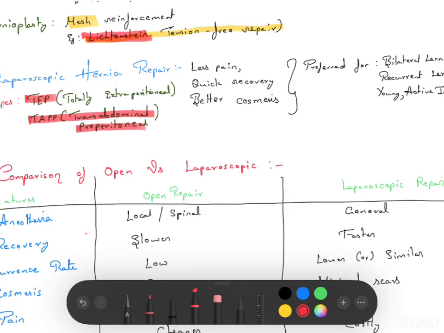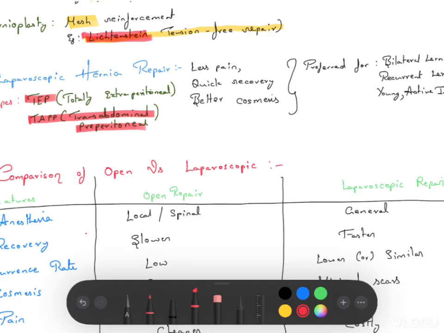Next, incisional hernia repair. It is common after laparotomy. The risk factors are infection, obesity and smoking. The treatment is mesh repair, component separation and abdominal wall reconstruction.